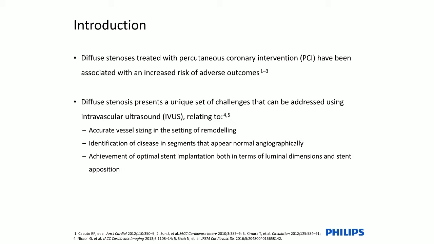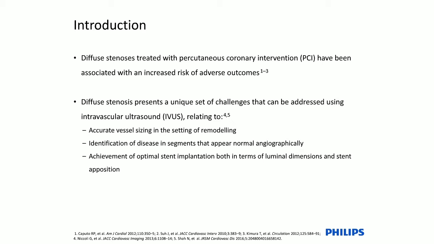Now, the second challenge is the identification of disease in segments that appear angiographically normal. We typically try to identify segments of the coronary artery that are devoid of disease, because we know from previous evidence that if you land with your stents in an area that has extensive atherosclerosis, and particularly if you have atherosclerosis that is lipid-rich, you have more possibilities of having a complication, and also more possibilities of developing a stent failure in the long term.